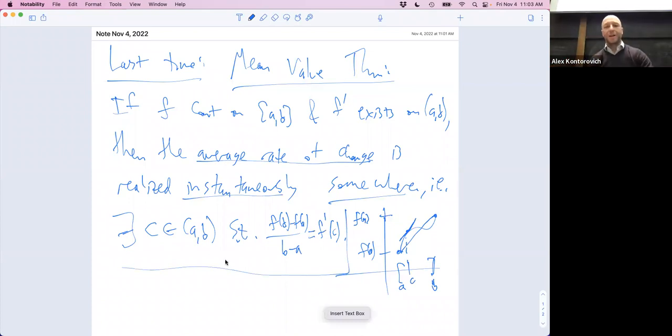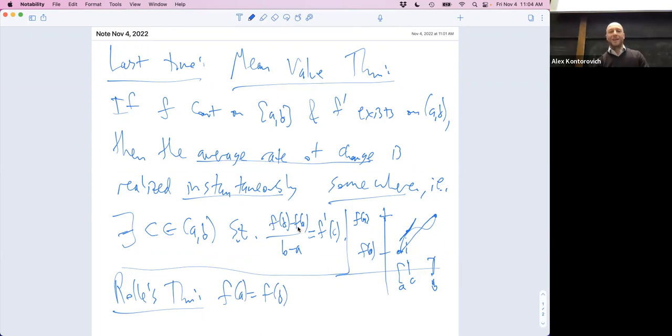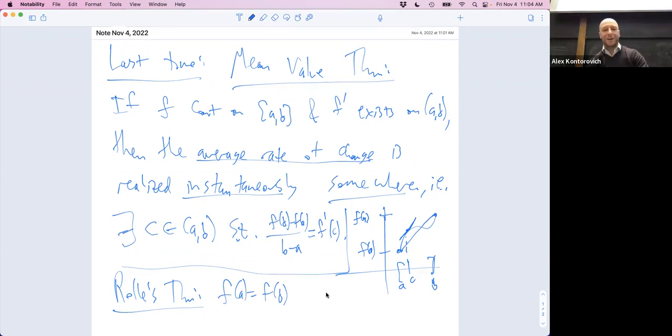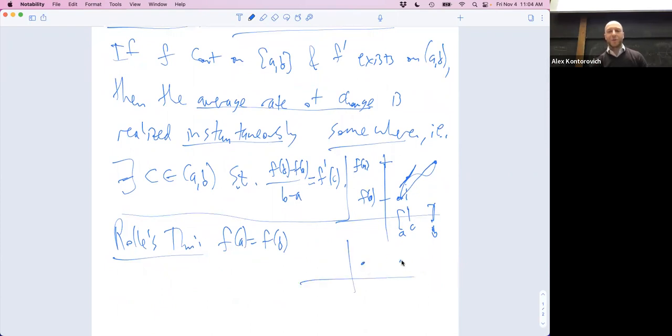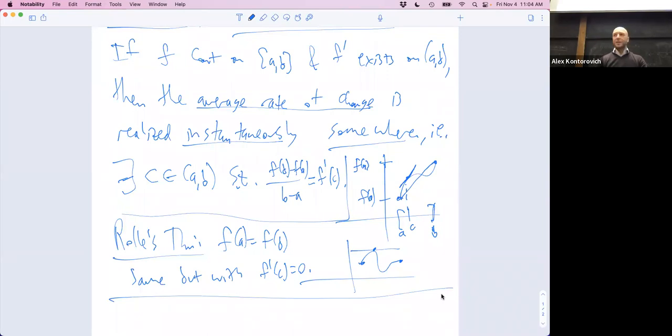All right, and you had a bunch of exercises with that. I hope you're feeling comfortable with that theorem. A special case of this is Rolle's theorem. It is a special case, but that's not logically correct because we proved the mean value theorem from Rolle's theorem. But a special case is if f of A is equal to f of B, then this numerator is 0. So if you start where you end, then at some point you must have had a derivative that's equal to 0. Same, but with f prime of C equal to 0. Does that make sense?